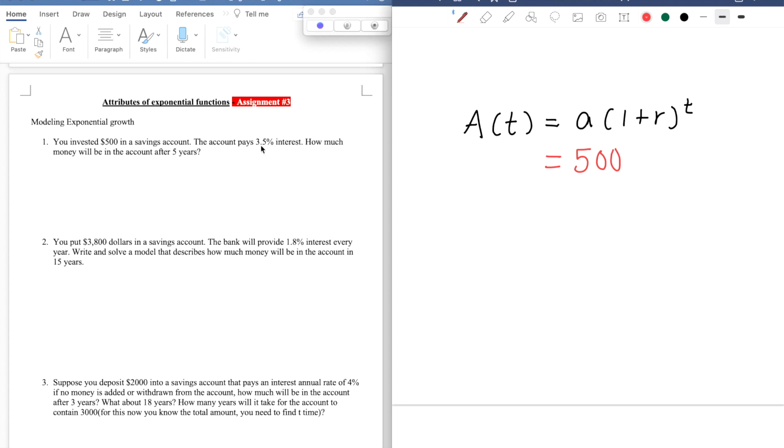And because it's a percentage, we have to convert that into a decimal. 3.5% is 0.035 as a decimal. And t is time. How much money will be in the account after 5 years? So 5 is the time.